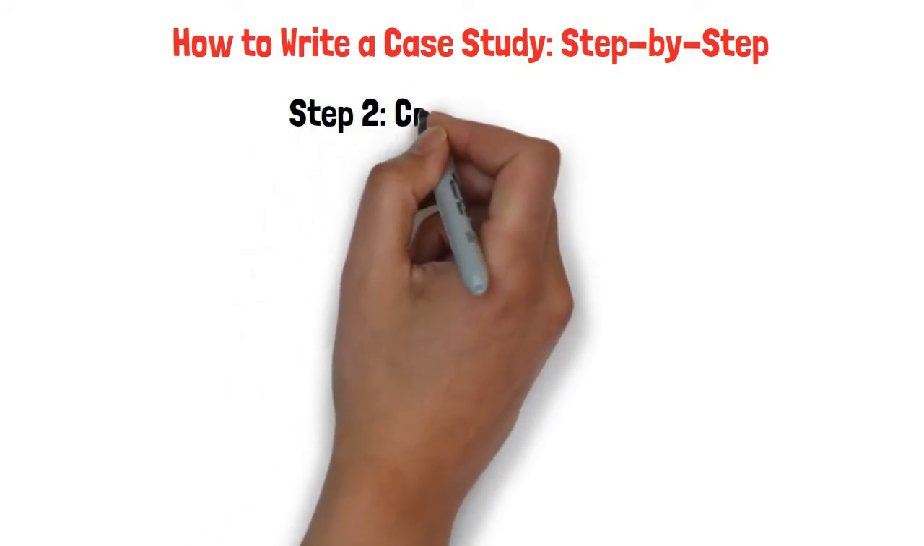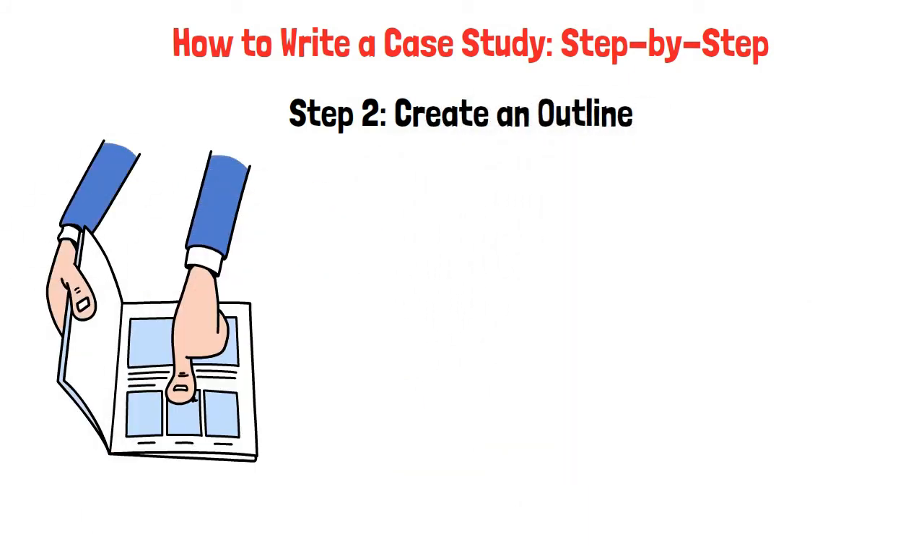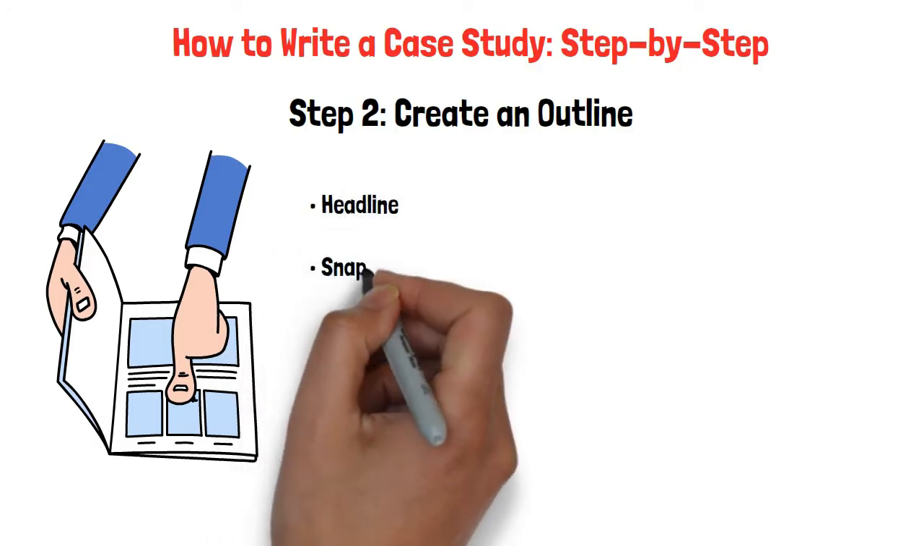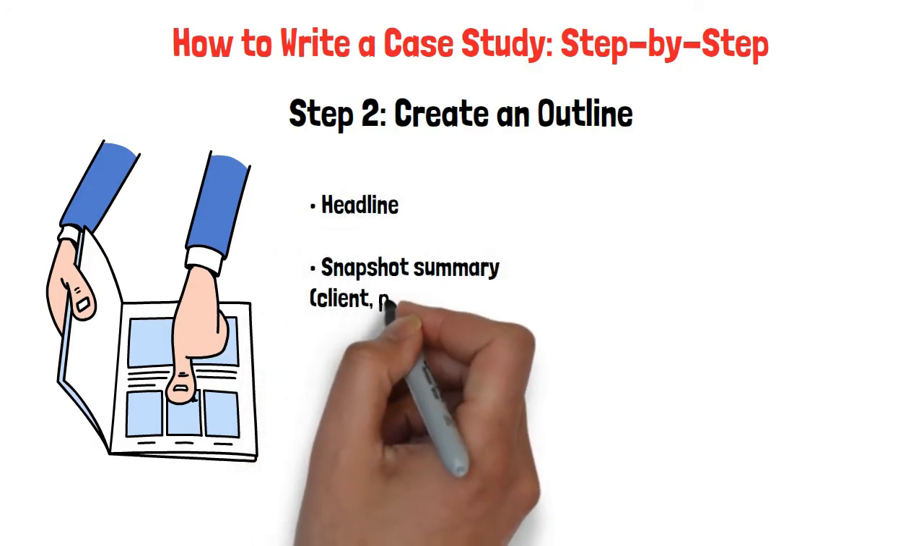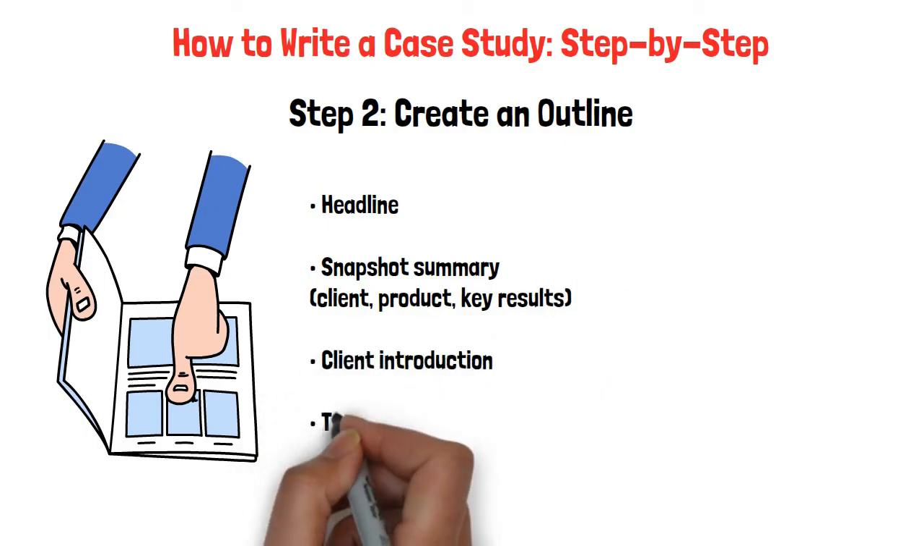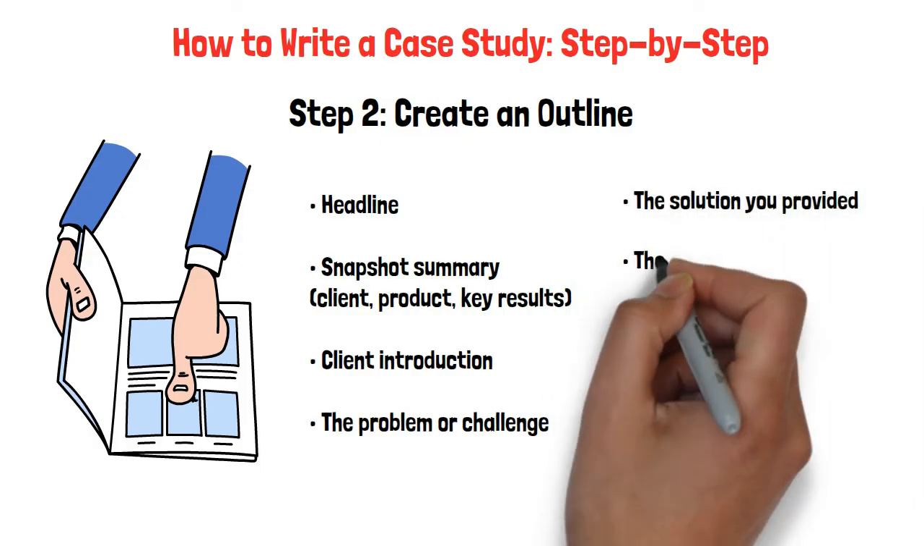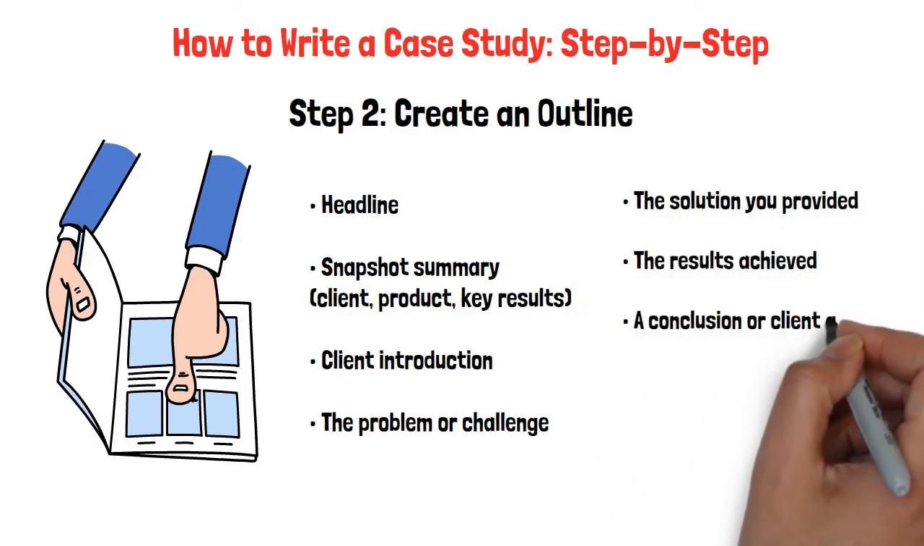Step 2. Create an outline. There's no strict format, but a strong case study includes a headline, snapshot summary, client, product, key results, client introduction, the problem or challenge, the solution you provided, the results achieved, and a conclusion or client quote.